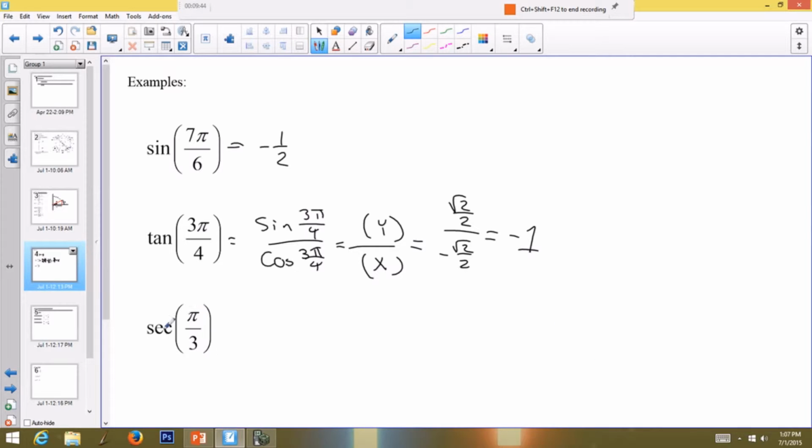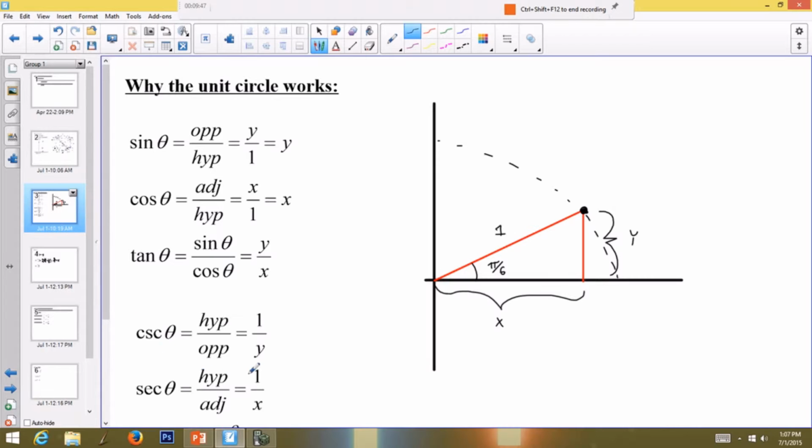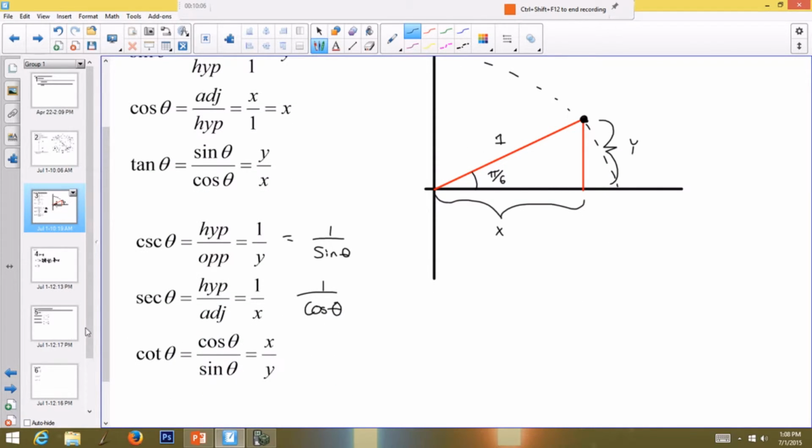All right, the secant. Remember, secant right here is 1 over x. And it's also 1 over cosine. I suppose I could put those in there. This is also equal to 1 over the sine of theta. This is 1 over the cosine of theta. And this one here, I have it, so we're good.